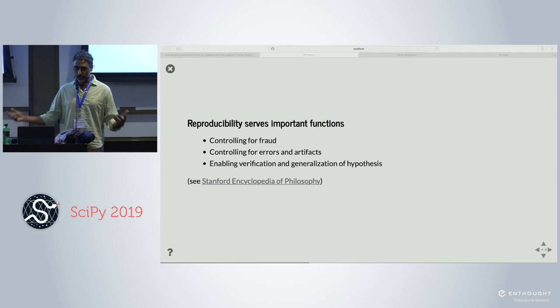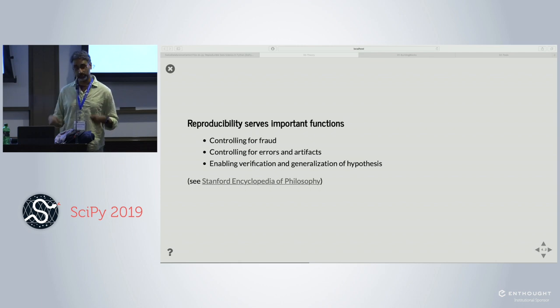Philosophers of science have identified several important functions that reproducibility serves. It makes it possible to detect fraud. It makes it possible to find errors or artifacts in data science, and it makes it possible to verify and generalize hypotheses. The first one for me is not super important. I don't think there's that much fraud out there. When it happens, it's very spectacular. It gets a lot of attention, but I think that's more the exception than the rule.